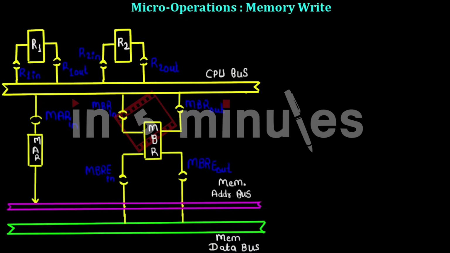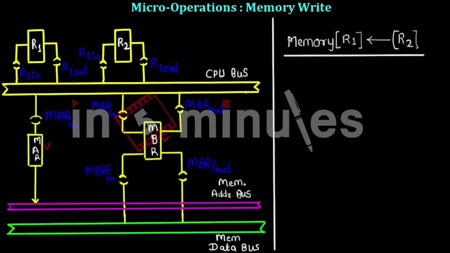So here we have two registers connected to the CPU bus. Now between the CPU bus and the address and data bus, two important memory registers are connected. First of all, MAR, that is the memory address register, and the second one, the memory buffer register, connected to the data bus. Now let's see how the operation is performed.